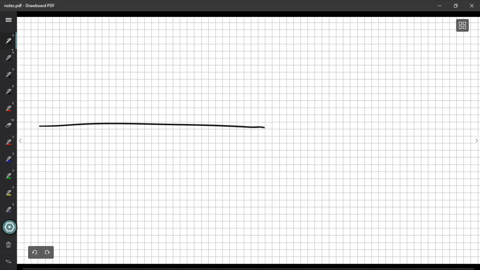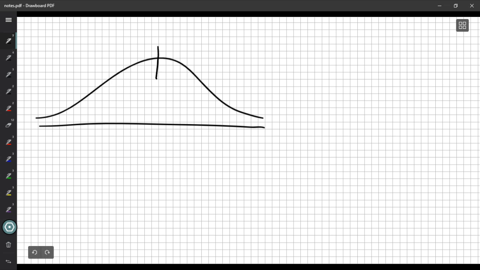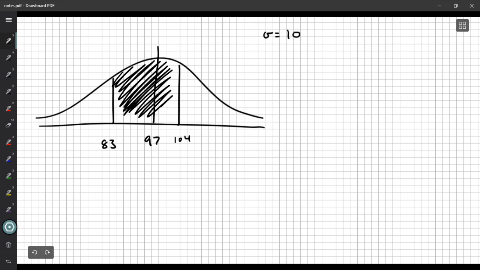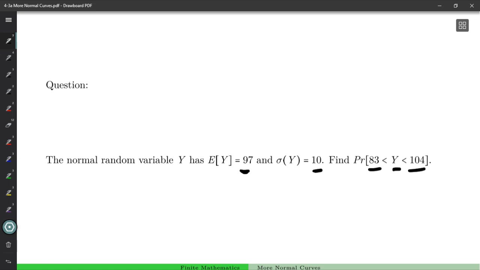We've got this y, this normal random variable, and we're told its expected value, but expected value is just mean, is 97. And we've got a standard deviation, which sort of tells us how wide the bell curve should be, of 10. And we want to find the probability. Probability and area are linked, remember, that y takes on a value between 83 and 104. So we want this area in here. Okay, we'll just double check that these are the right numbers before we keep going. 83, 104. Yep, okay, everything's good.